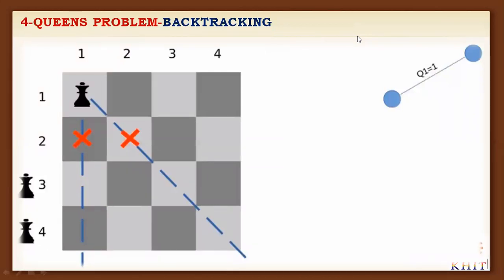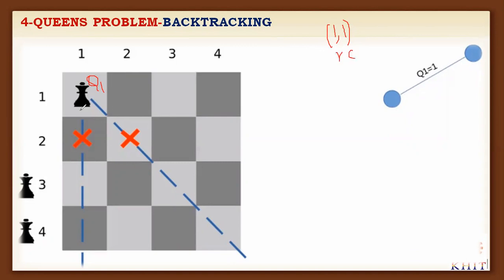Friends, this is the first slide for solving the 4 by 4 chessboard. Now here, place the first queen. This is the first queen, Q1. I have placed the first queen in first row, first column, position 1, 1.